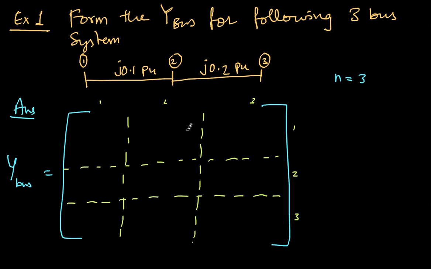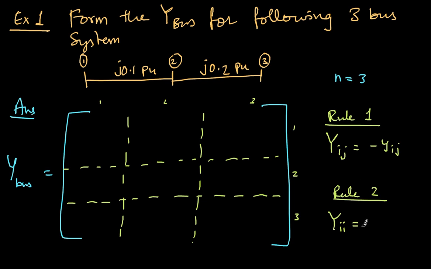Let's look at the off diagonal elements. So what are the rules? Rule 1 and rule 2. We have learned two rules to form Ybus in the previous videos. Rule 1: Yij is nothing but minus yij. Rule 2: Yii is nothing but the summation of yij, where j equals 1 to n and j not equal to i. If you understand this notation, it is just the sum of all the off diagonal elements in each row, with a sign. So let's apply rule 1.